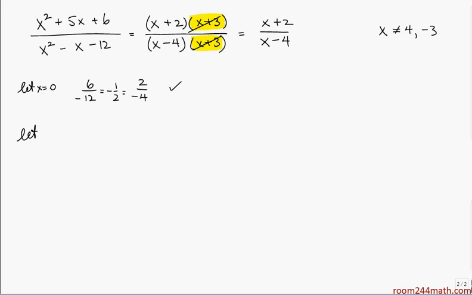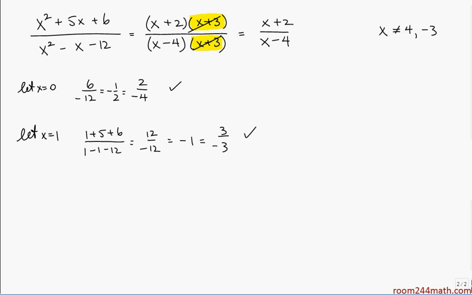0 is not a great value because obviously it eliminates every term involving x. And so if you had x squared plus 6x or x squared plus 7x, it doesn't really change when x equals 0. If you let x equal 1, at least you'll be taking into account the coefficients. So then you have 1 plus 5 plus 6 over 1 minus 1 minus 12, and that's equal to 12 over negative 12, which is negative 1. The right-hand side becomes 1 plus 2, which is 3, over 1 minus 4, which is negative 3. And that's also equal to negative 1.